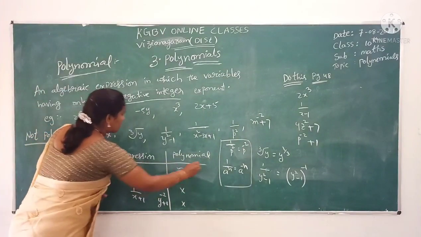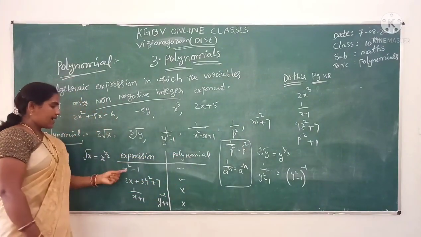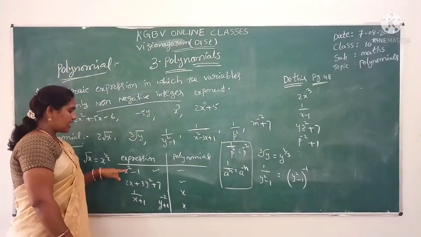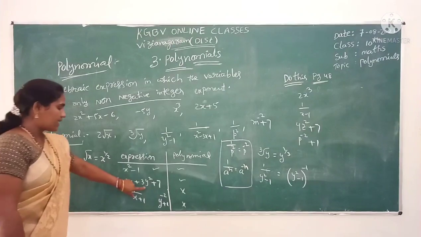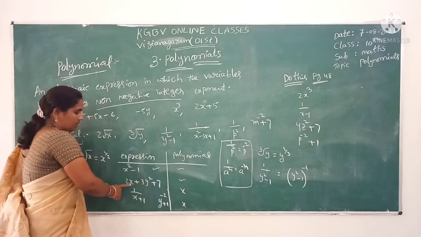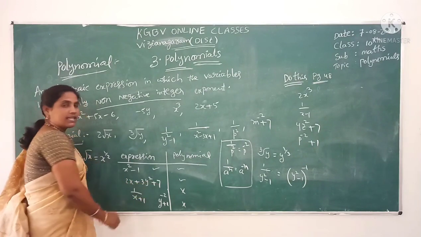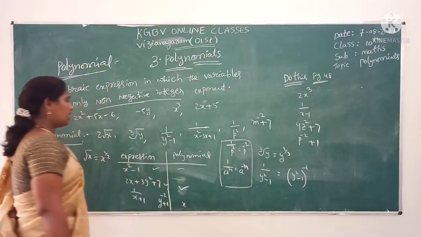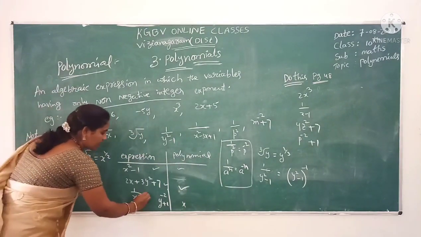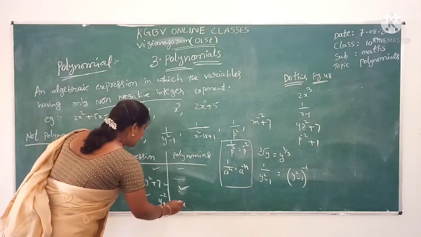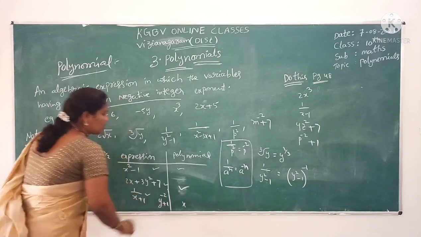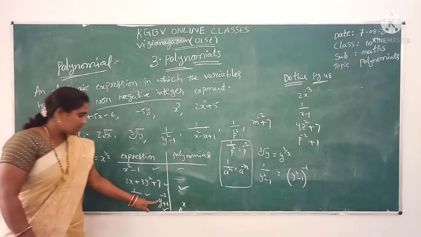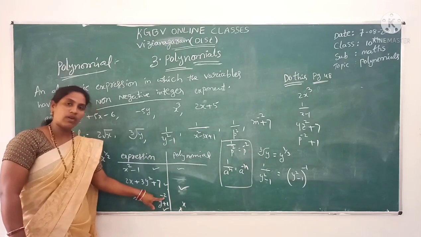We take some examples of what are expressions and what are polynomials. X square minus 1 is an expression and a polynomial because the variable has a positive exponent. Next, 2x plus 3y square plus 7. This is also an expression and a polynomial. 1 by x plus 1 is an expression, but it is not a polynomial. Y power minus 2 plus 1 is also an expression, but it is not a polynomial because y has a negative exponent.